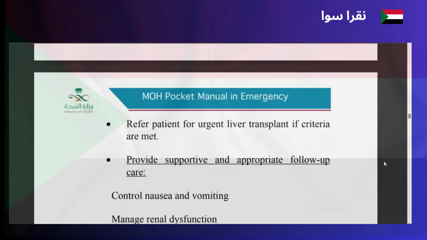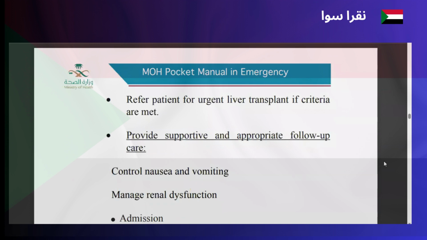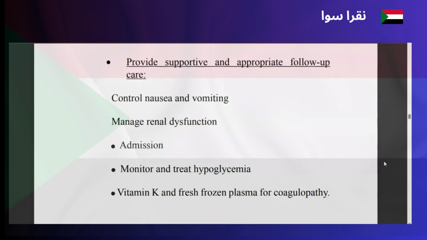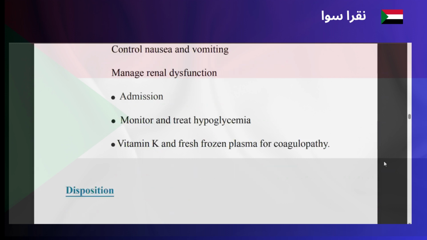Refer the patient for urgent liver transplant if criteria are met. Provide supportive and appropriate follow-up care. Control nausea and vomiting. Manage renal dysfunction. Admission: monitor and treat hypoglycemia, and give vitamin K and fresh frozen plasma for coagulopathy.